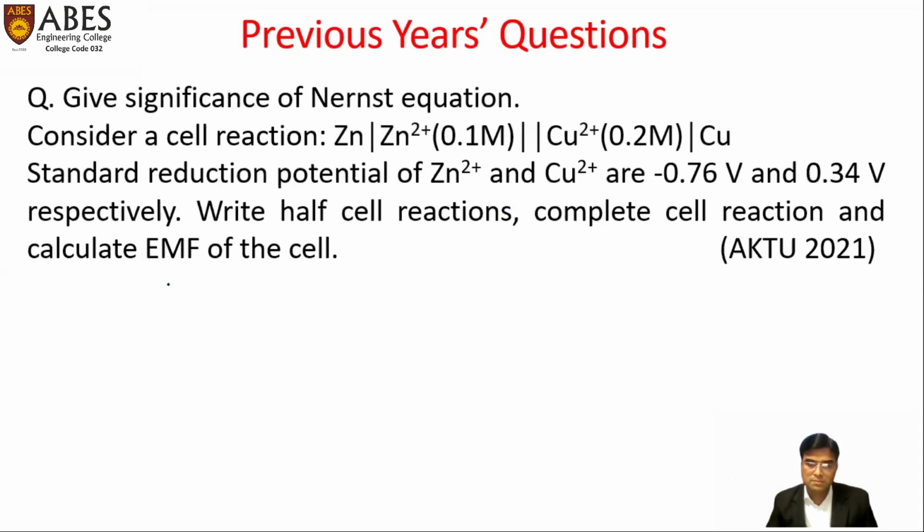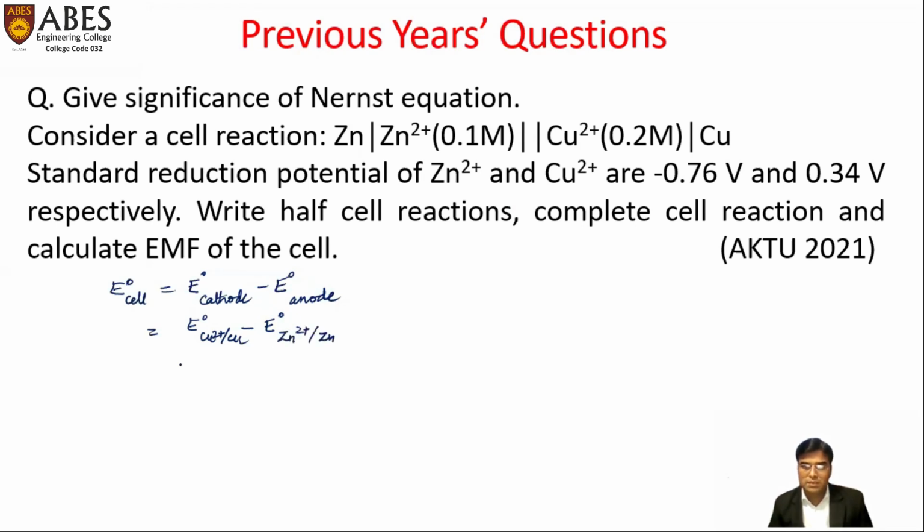So we can calculate first E° cell, which will be equal to E° cathode minus E° anode. For cathode, it represents the copper, and anode is shown on the left, so it is the zinc electrode. So we can place their values here. That is E° Cu2+/Cu minus E° Zn2+/Zn. It means it will be 0.34 minus 0.76, that is 1.1 volt.